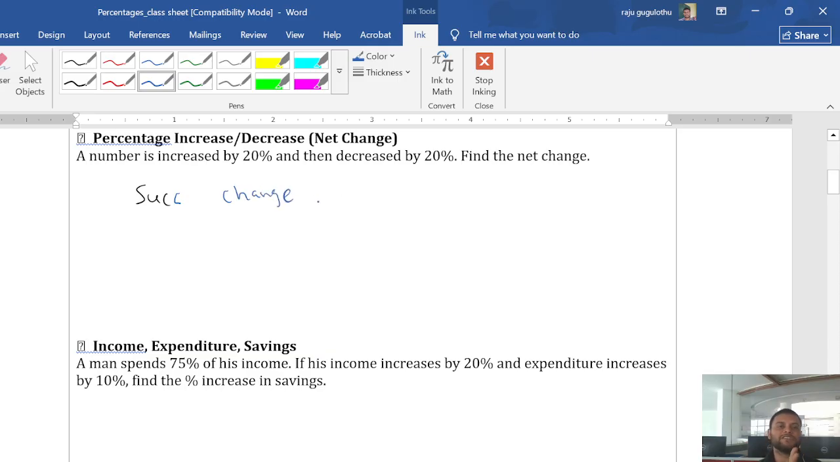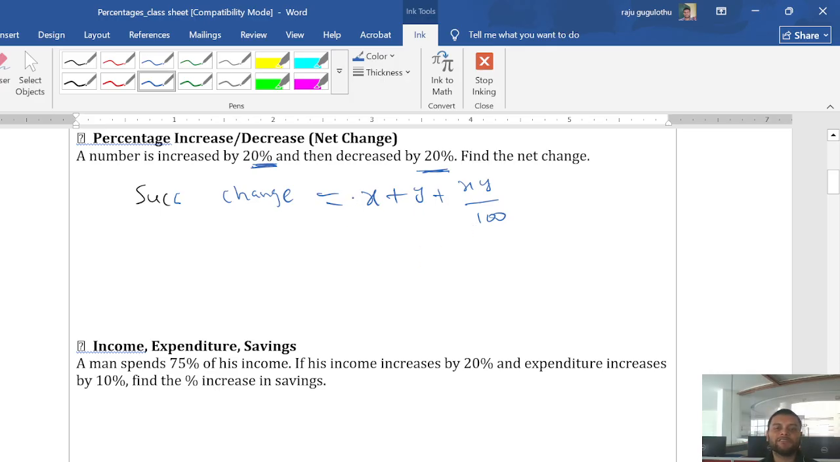Successive change means one change happens on a value or a number or price of an article or profit or anything, and after that, another change happens. As in this case, one change is the number is increased by its 20 percentage, and another change is the number is decreased by its 20 percentage. These two changes are happening on a number one after another, successively. To find it, we have the successive change formula, that is x plus y plus xy by 100. This will give you the result of two successive changes operated on a single number.